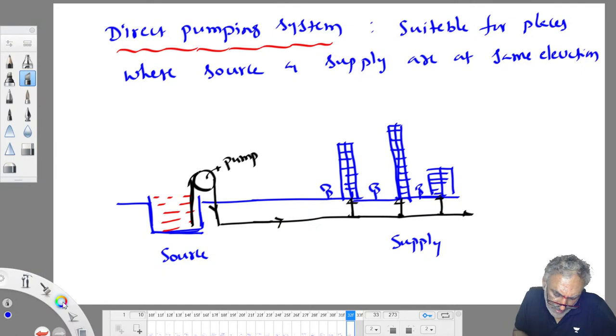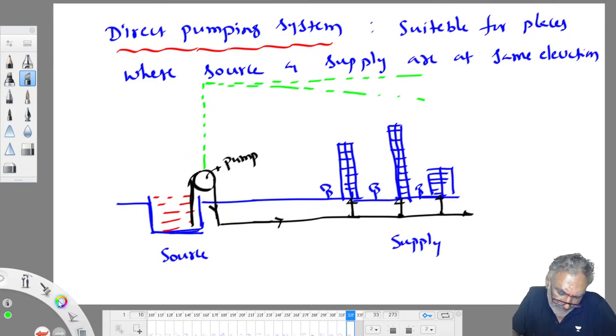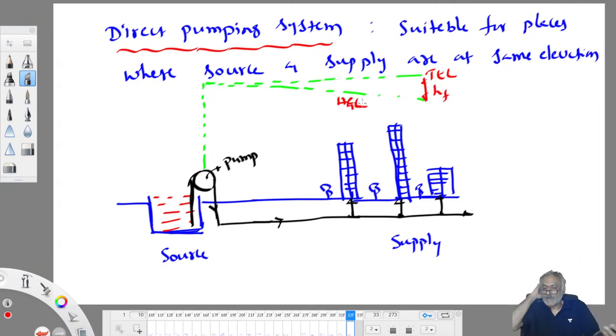So you can have pressure control, any amount of pressure you can have. At the time of pumping, pressure may shoot up like this. It may go anywhere here. Some energy is used up, obviously. So pressure is in your control. You can supply water with any pressure, the hydraulic gradient line. So everything is in your control.